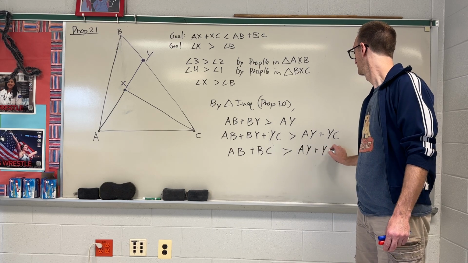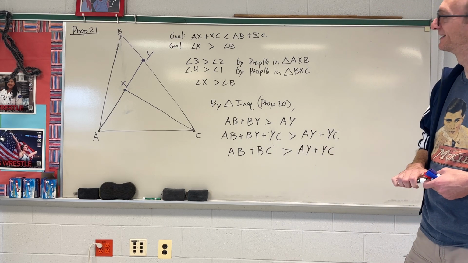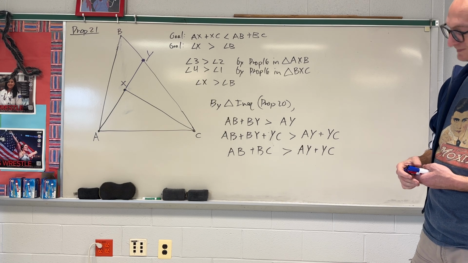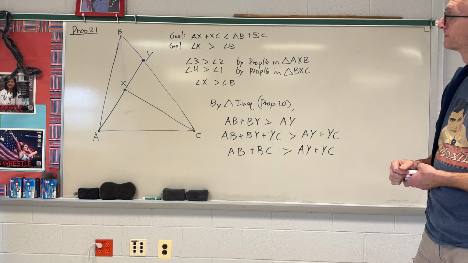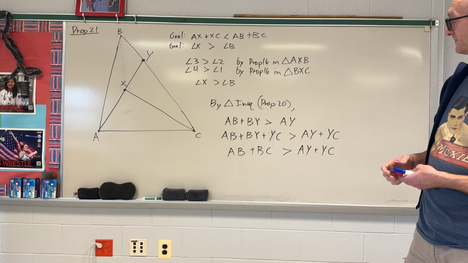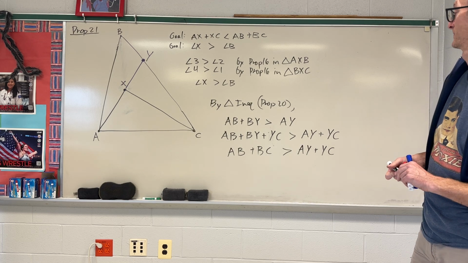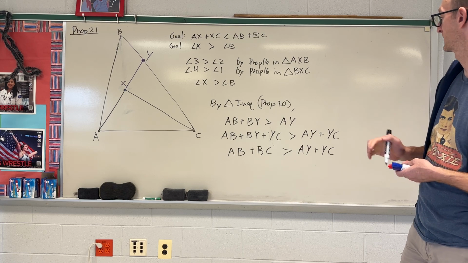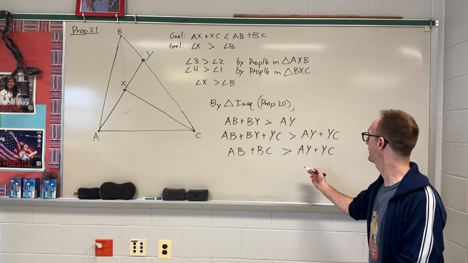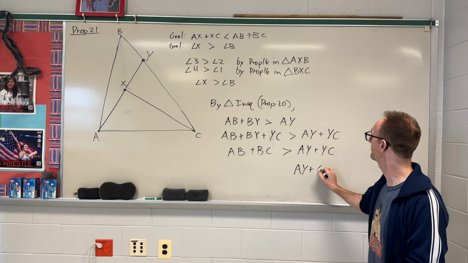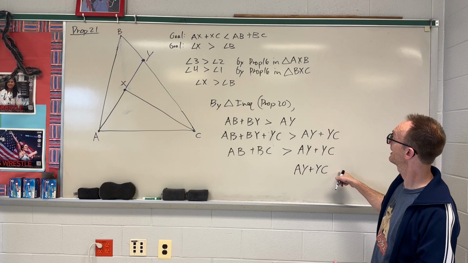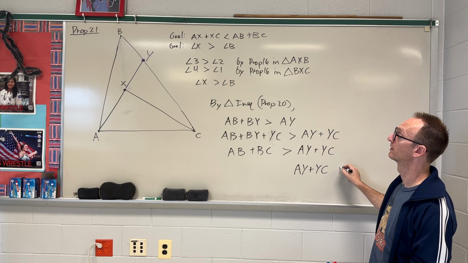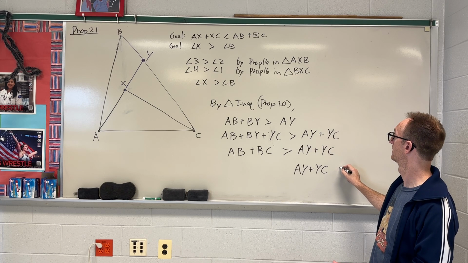And then it goes on that you can do the same thing with the inner triangle, inside AYC. So it goes on to tell you that AY plus YC can be proven to be greater than AX plus XC. Why? It just says in the same manner.